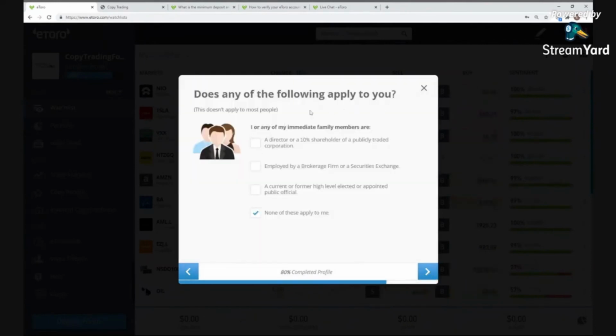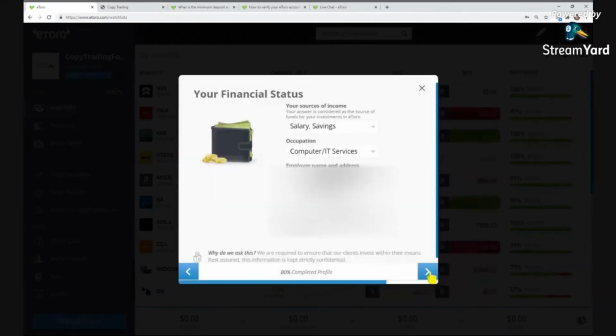Does any of the following apply to you? Are you a director, shareholder in a publicly traded corporation, employed by a brokerage firm or securities exchange, a farmer or high-level elected or appointed public official? I'm none of these, so you can select none of these. Next. And then how are you going to finance your account?